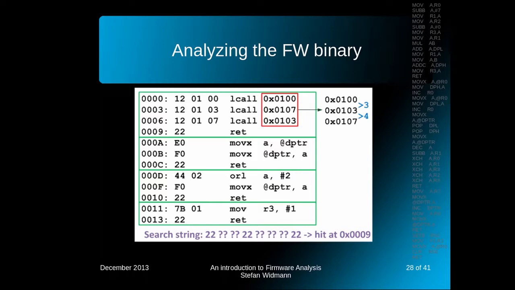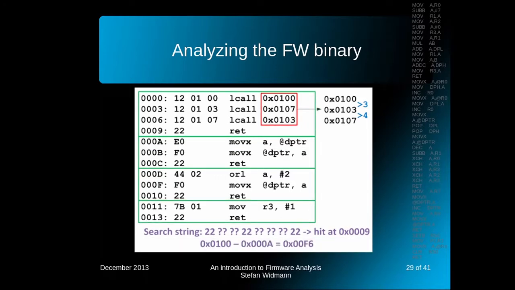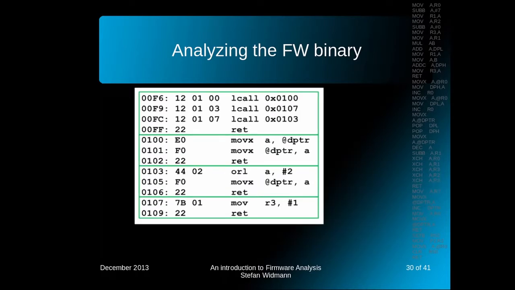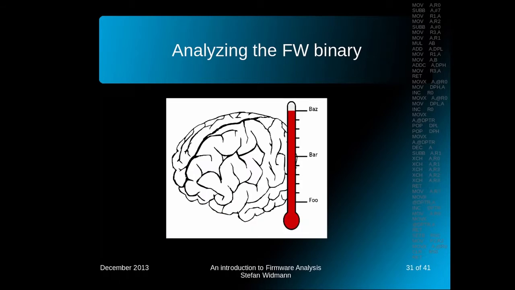What we do is we take the original destination address 100, we subtract A, and we get the base address of our code example, which is F6. If we apply this newly found load offset to the code, and we adjust the offset, starting now at F6 on the left column, we see that all 3 subroutines now match. The call to 100, the call to 107, and the call to 103. Okay. I think this was hard.